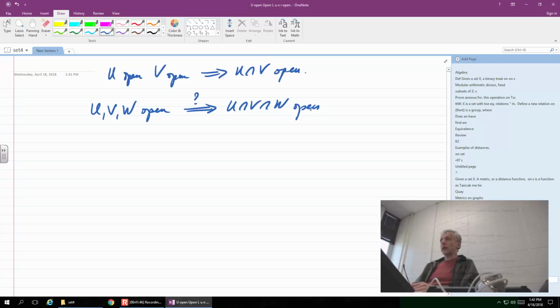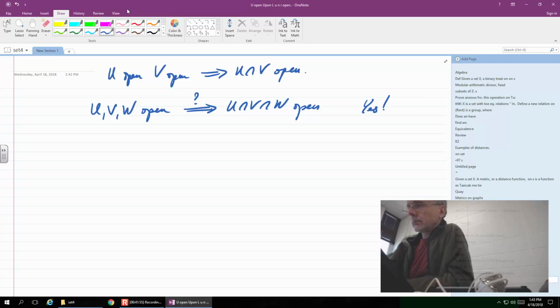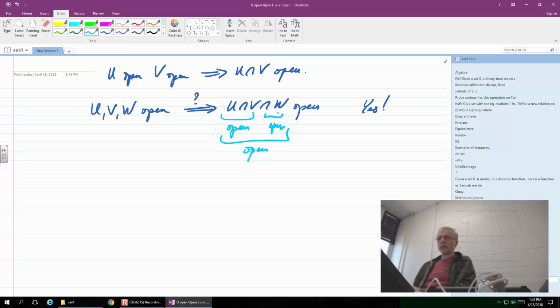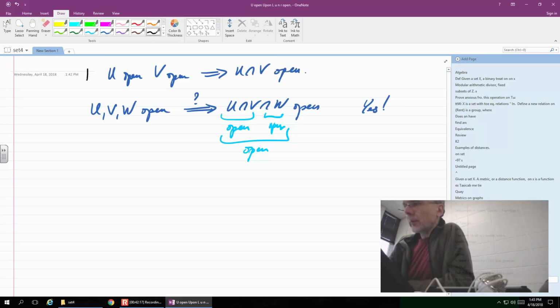Yes? Okay, can you justify? If you take U and V, the intersection of U and V is open, and then the intersection of this open set with W, which is also open, gives you an open set. So you apply the theorem twice. Our theorem.